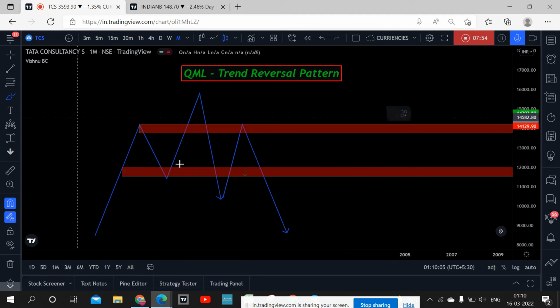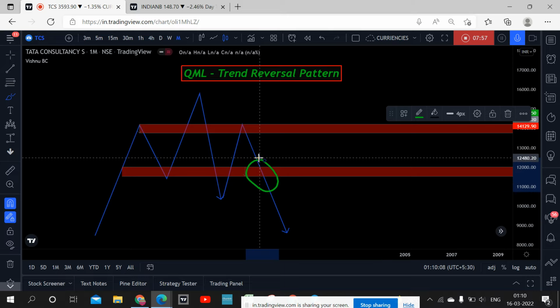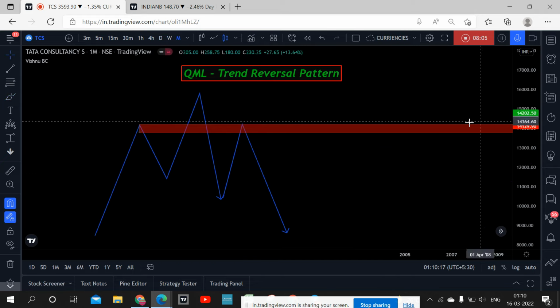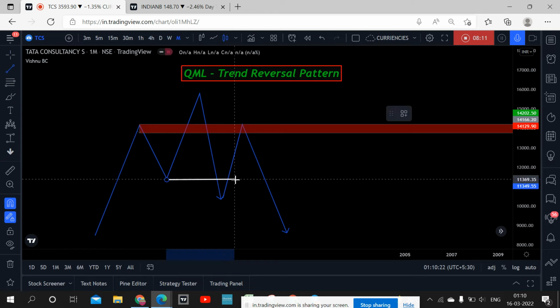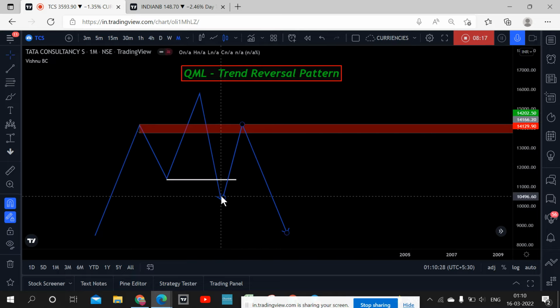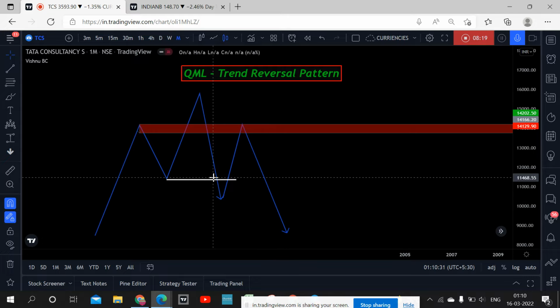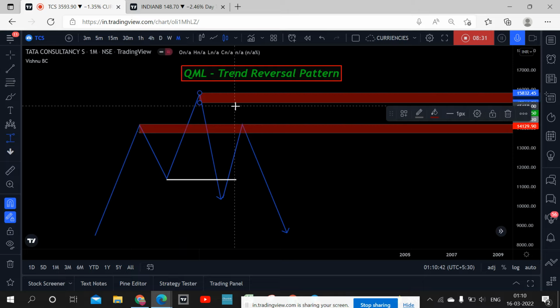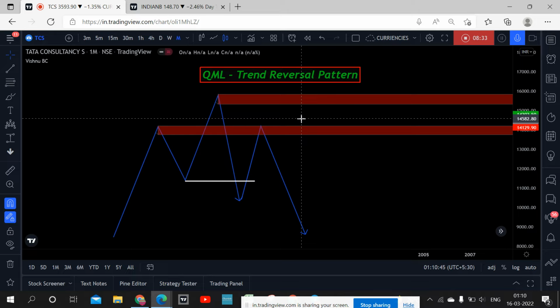So whenever this low is broken, then only your head and shoulder entry comes. But in QML, the Quasimodo pattern, it's not like that. As per QML, whenever this low is broken, that is the point where you come to a decision that the trend has changed. When you get the confirmation that the trend has changed, your entry point will be this left shoulder's high point, or else the second point will be this one. Okay, this is the Quasimodo setup.